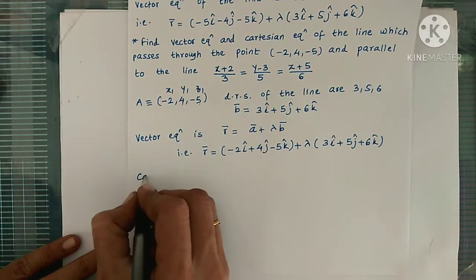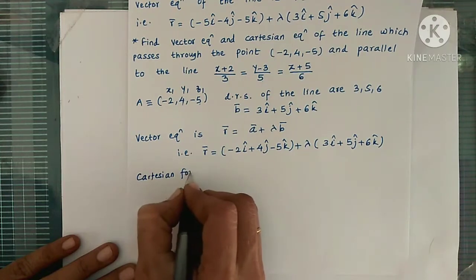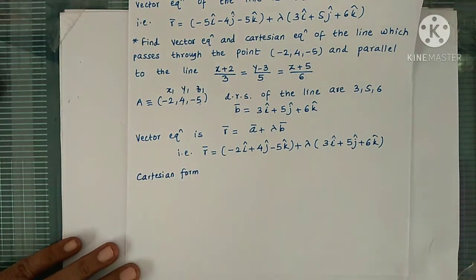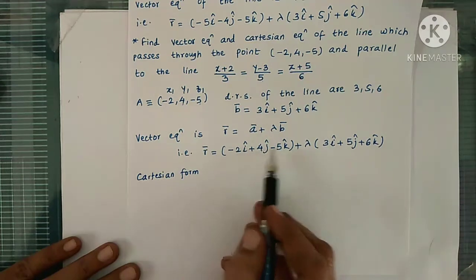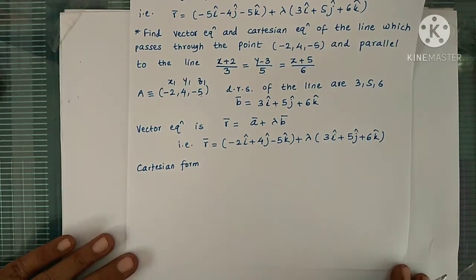So to find the equation of the line in Cartesian form, either we can write r bar as x i cap plus y j cap plus z k cap, then transfer these three terms to the left hand side, then write the equation as term in i cap, then term in j cap, term in k cap. In the right hand side also write the equation like that only. Equate coefficients of i cap, coefficients of j cap, coefficients of k cap. Find the value of lambda in each case and equate those three equations.